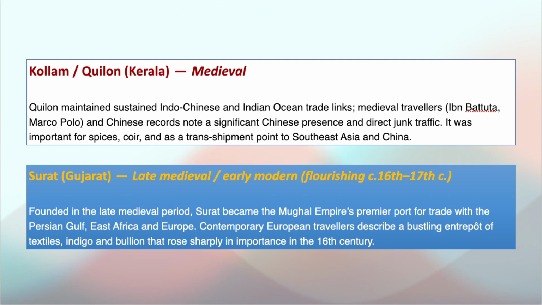We also have the port of Surat in Gujarat, which was founded in the late medieval period, and it became the Mughal Empire's primary port for trade with the Persian Gulf, East Africa, and Europe. Contemporary European travelers describe Surat as a bustling center when it came to textiles, indigo, and bullion that rose sharply in importance in the 16th century CE.